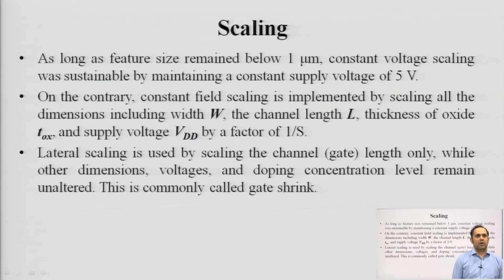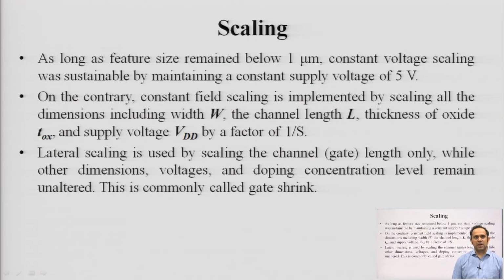Constant field scaling comes slightly after that, when the feature size reduces further. Here, in addition to the voltages, you have physical parameters like the width, channel length, oxide thickness, and supply voltage. They are all scaled down by a factor of 1 by S. Lateral scaling, on the other hand, is a very localized form of scaling, where only the gate length is scaled, while all other dimensions, voltages and doping concentration remain the same. This is commonly known as gate shrink.